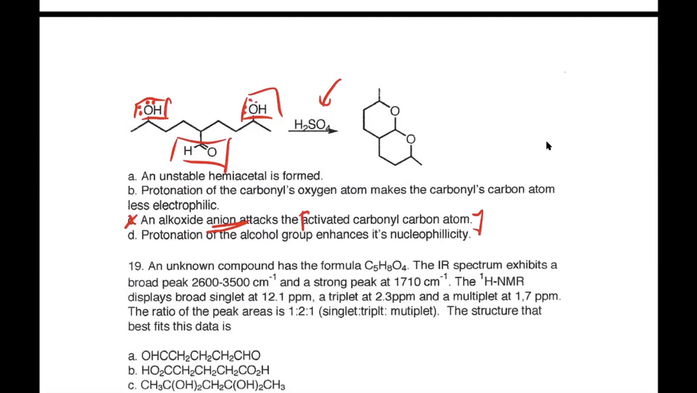So the first one says an unstable hemiacetal is formed. So what is a hemiacetal? That's something that's important, I'd say. Yes, I definitely agree. If you can remember that an acetal is this, that's an acetal. And you'll see this hemi meaning one, in sugars.